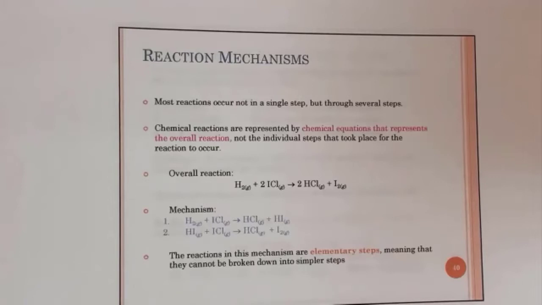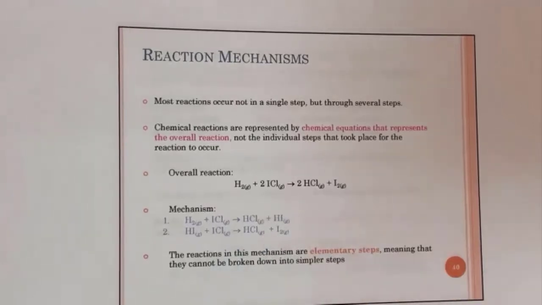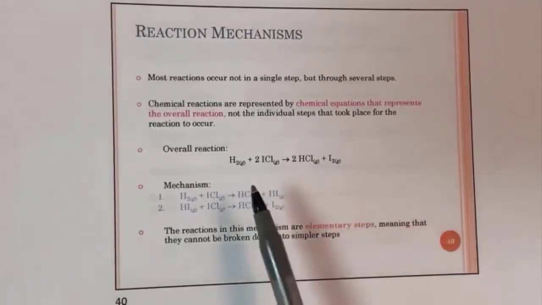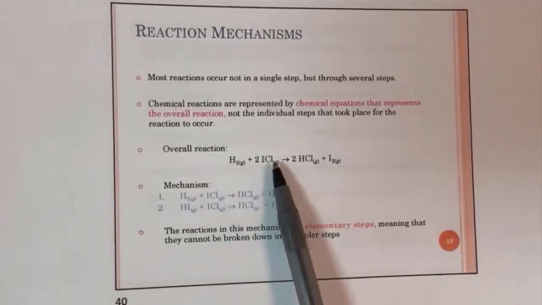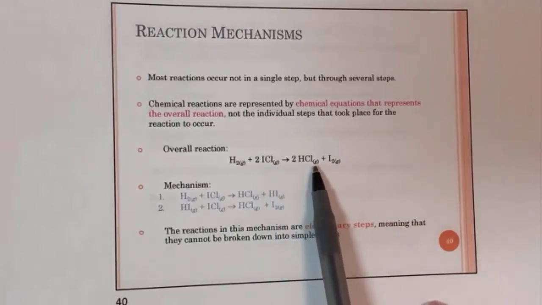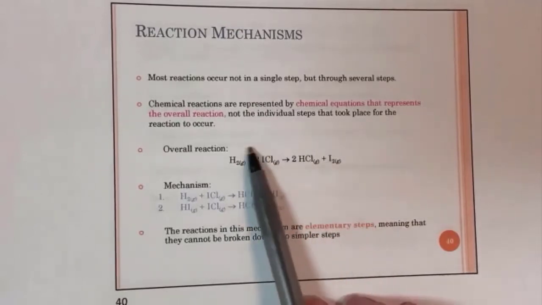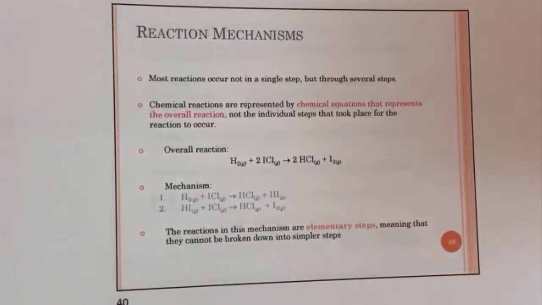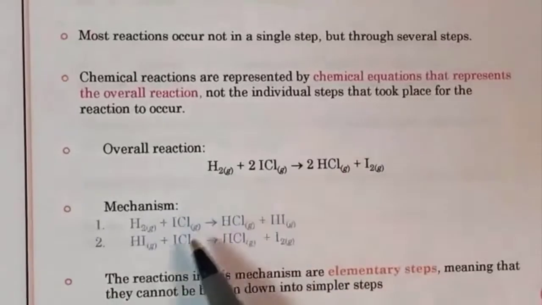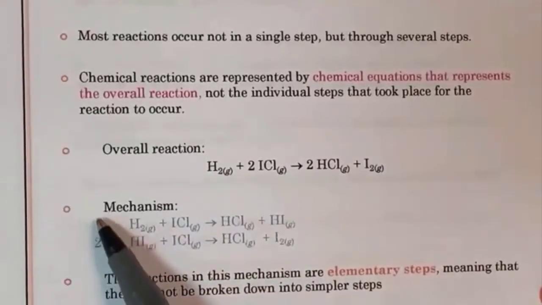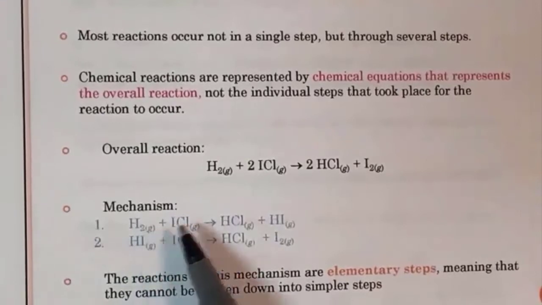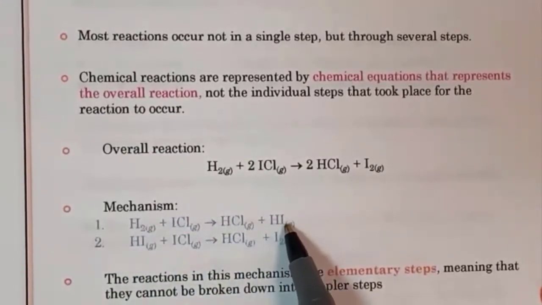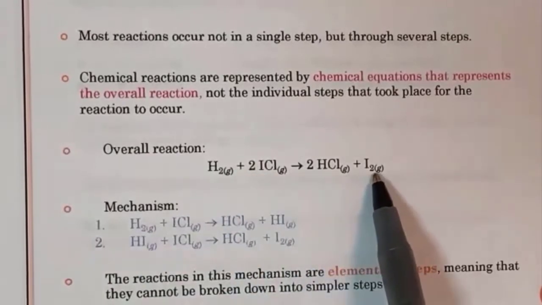When you write an overall reaction, so this is slide number 40, here's an overall reaction. I have hydrogen gas and ICl gas, and you make 2HCl gas and I2 gas. That's the reactants, that's the products. Now, to actually do this experiment, you had to go through 2 steps. The mechanism is first you take hydrogen gas plus one of the ICl to make one HCl and then make HI. And you're like, whoa, HI is not even on here.